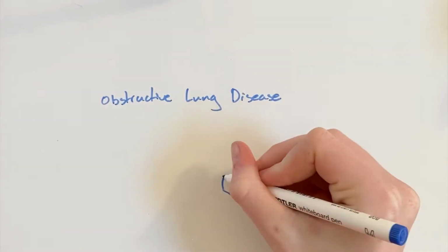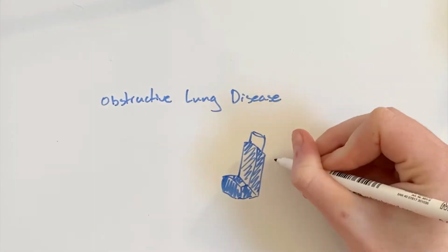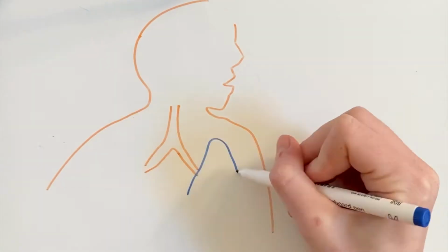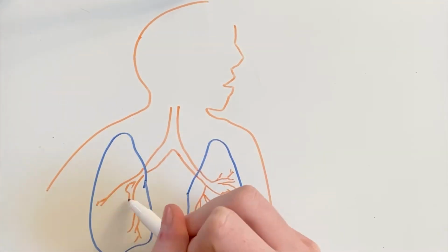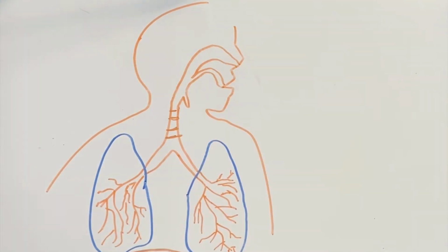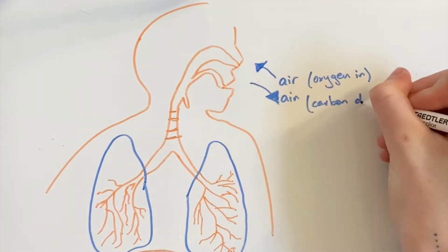Hello. You're probably here because you've been diagnosed with an obstructive lung disease and have been given a bronchodilator to help you breathe. When we breathe air in and out, we have numerous organs and muscles working together with the goal of delivering oxygen to and removing carbon dioxide from our lungs and our blood.